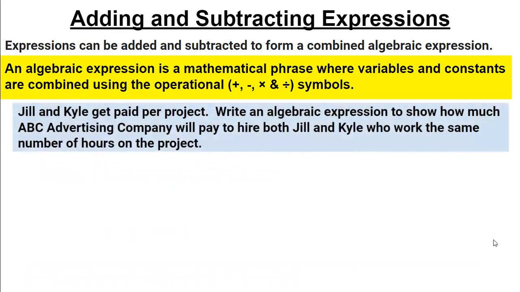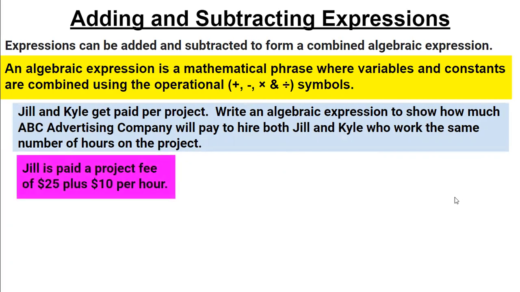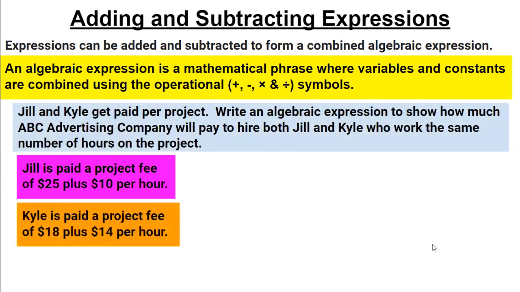So let's give an example. Jill and Kyle get paid per project. Write an algebraic expression to show how much ABC Advertising Company will pay to hire both Jill and Kyle, who work the same number of hours on the project. Jill is paid a project fee of $25 plus $10 per hour. So she's getting some base amount of $25 and then $10 for every hour she works. Kyle, on the other hand, is paid a project fee of $18, and then $14 per hour.